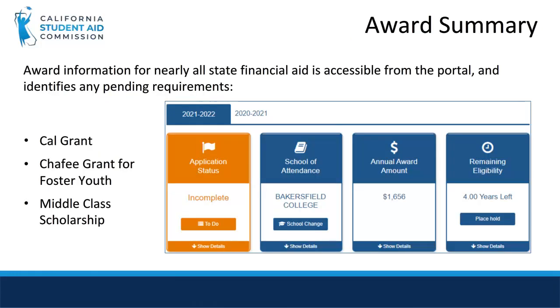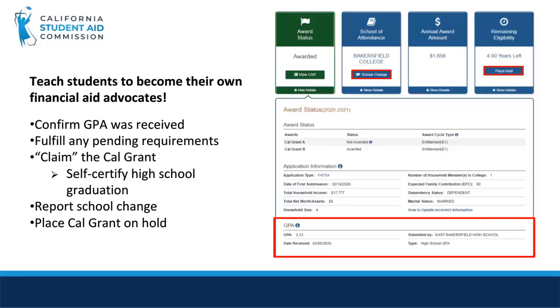The updated student portal uses colored tiles to alert students of pending requirements and to confirm the reported school of attendance or report a school change. It also displays their annual award amount and remaining years of eligibility. It's important to teach students to become their own financial aid advocates. Students should ensure that their GPA was received, fulfill any pending requirements, claim their Cal Grant, self-certify their high school graduation, and they can report a school change or leave of absence.